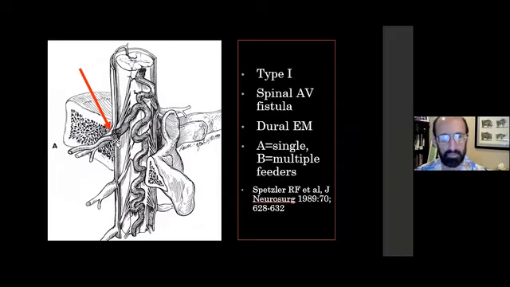Or some people would call it peridural. And there is this artery to vein connection, and it leads to the big veins and the venous congestion in the spinal cord.